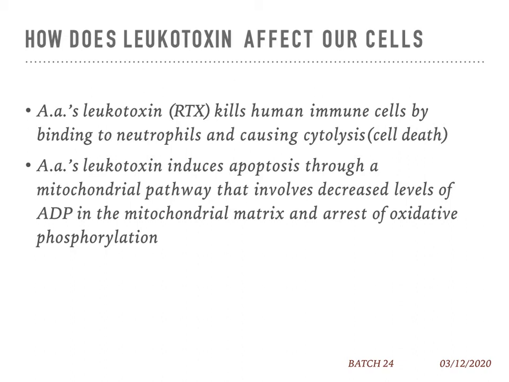Because of this, AA produces a leukotoxin which induces apoptosis through a mitochondrial pathway that involves decreased levels of ATP, ADP in the mitochondrial matrix and arrest of oxidative phosphorylation. So the cell goes to death. Your neutrophils die by apoptosis, which prevents action against these microorganisms.